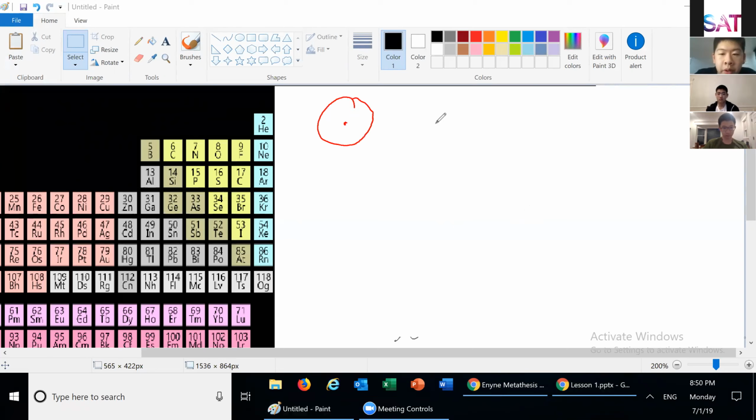p orbitals are these dumbbell shapes. And d and f orbitals have more complicated shapes, which I'll show you in a minute. So let's go back to the PowerPoint for a second.